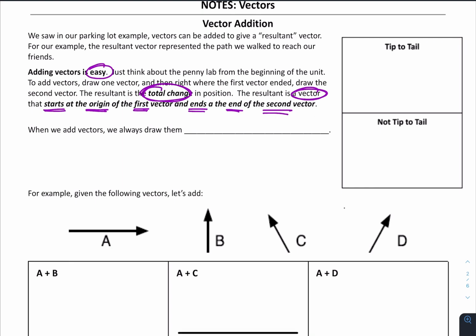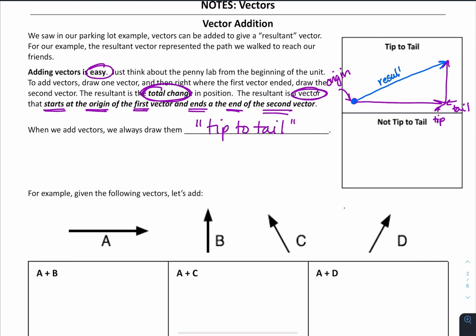When we add vectors, we always draw them tip to tail. All right. So what does that mean? All right. So let's start with a vector to the east. All right. This is the origin of both vectors. All right. For our second vector, I'm going to draw it up to the north. This is the tip, and this is the tail. All right. So when we draw our vectors, we always draw the second vector at the end of the first vector, and then we would just work our way around. Once we get to our resultant, we start at our origin, and then we draw that vector till it touches the end position, and this would be our resultant.